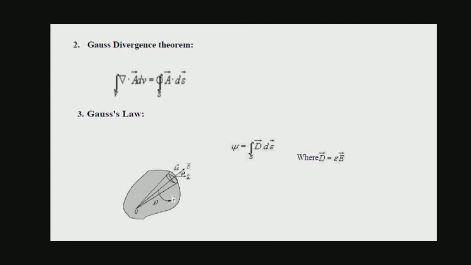Next, Gauss law. Gauss law is one of the fundamental laws of electromagnetism, and it states that the total electric flux through a closed surface is equal to the total charge enclosed by the surface. That is psi equal to integration over S of vector D dot vector dS, where vector D is equal to epsilon into vector E.